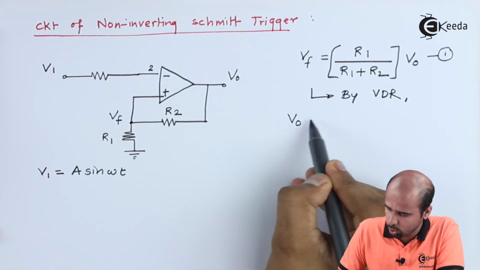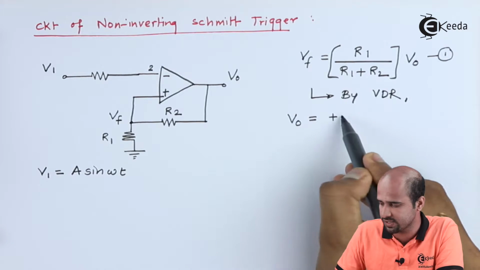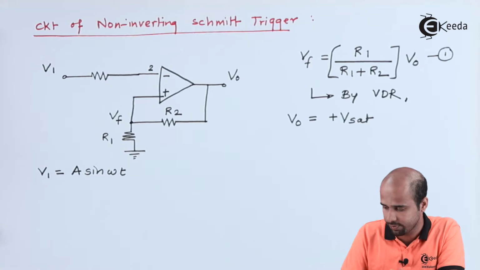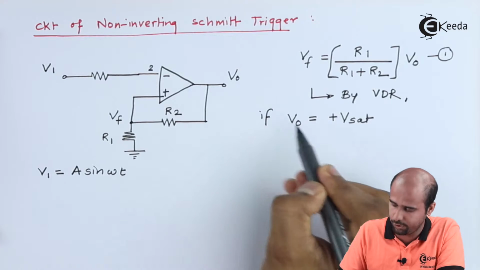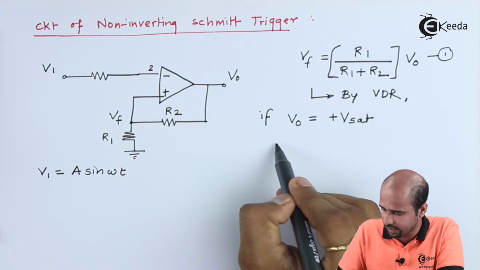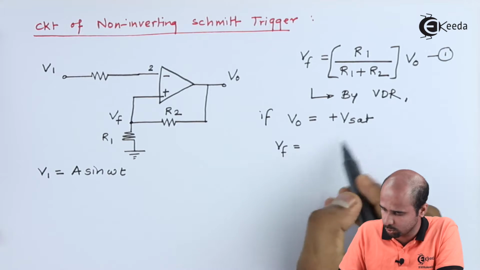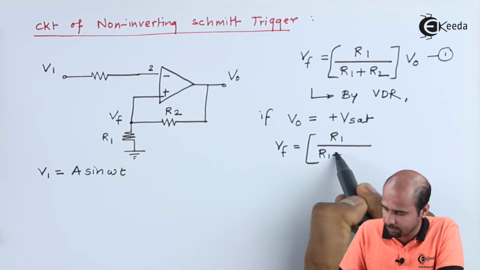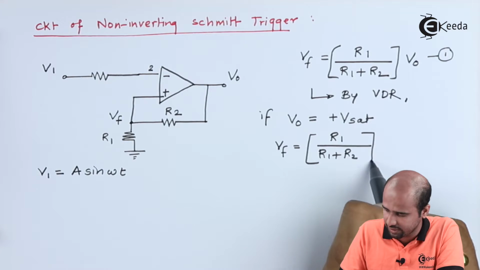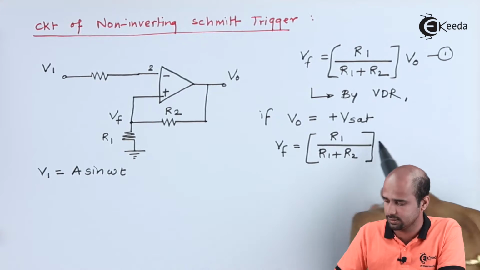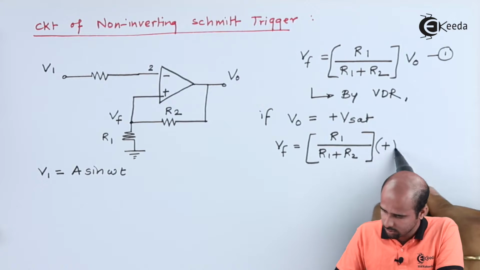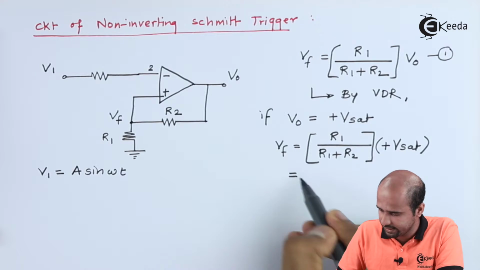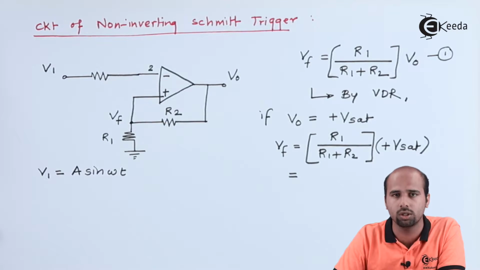We know that VO has two values. One is plus Vsat and another is minus Vsat. So we will say that if VO is equal to plus Vsat, then value of Vf is equal to, this constant term will be constant, R1 divided by R1 plus R2 will be constant, but just it will take the reverse order, and this I will treat it as upper threshold point.